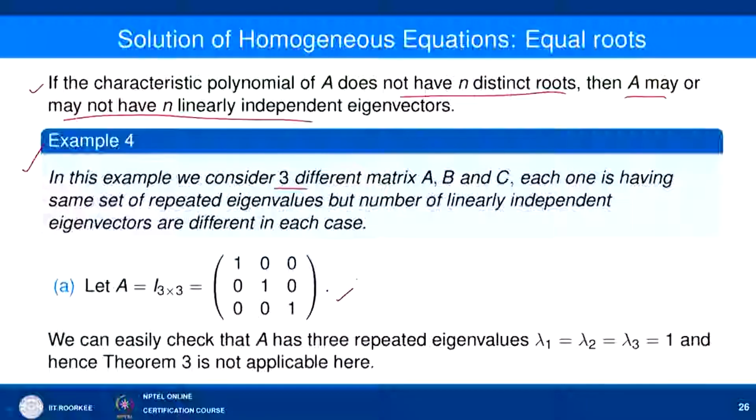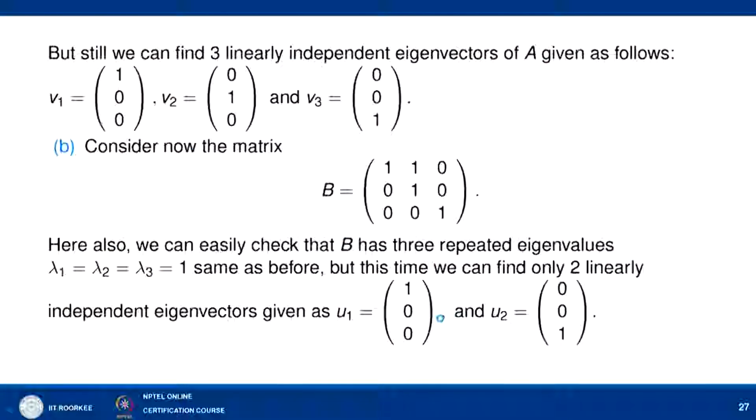First example, let us take A as the identity matrix, say of size 3 cross 3. So, we have 1 0 0, 0 1 0, 0 0 1, and we can see that A has 3 repeated eigenvalues. We write down the determinant of A minus lambda I equal to 0, and this implies that lambda 1 equal to 1 equal to lambda 2 equal to lambda 3. So, here we have 3 repeated eigenvalues, each one equal to 1, and hence the previous theorem, that distinct eigenvalues give linearly independent eigenvectors, will not be applicable here.